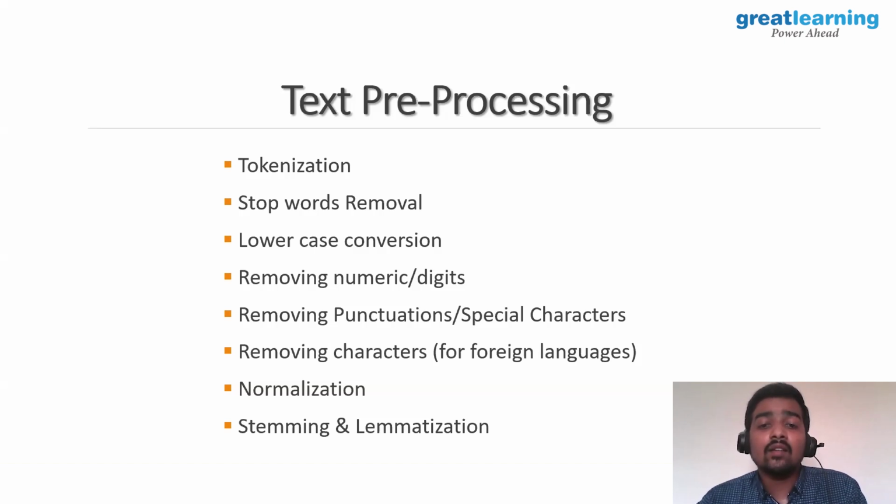And removing characters for foreign languages. If you're dealing with foreign languages like Chinese and Japanese, where you want your model to understand the pattern of their language characters, but not the alphabets A, B, C, D and so on, then you can remove those characters. So this is only for foreign languages.